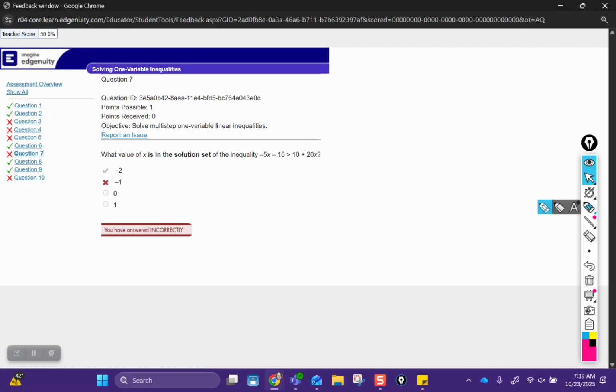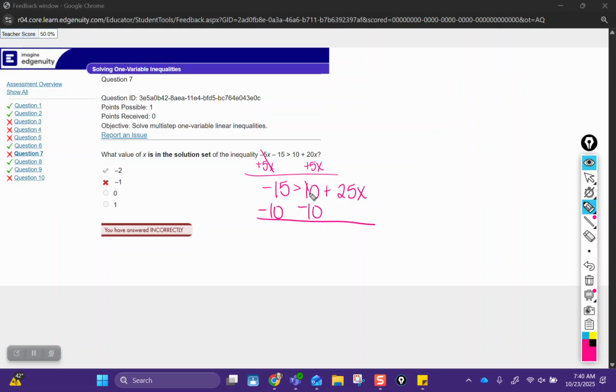What value is in the solution set? Again, I'm just going to keep solving here. I just have to get my x's on the same side. I don't have to distribute, so I'm going to add 5x to both sides. Careful here, that is a negative 15, and we're going to get 10 plus 25x. Subtracting 10 from both sides, negative 25 is greater than 25x. Dividing both sides by 25, we get negative 1 is greater than x.